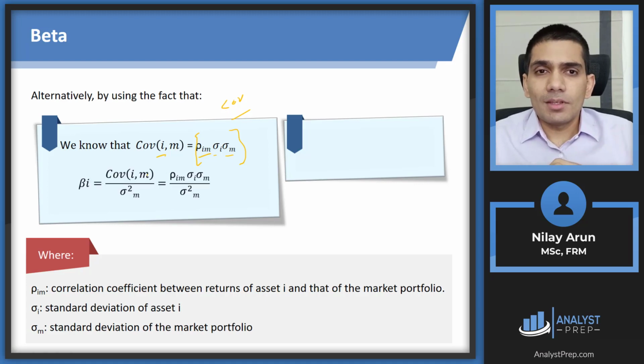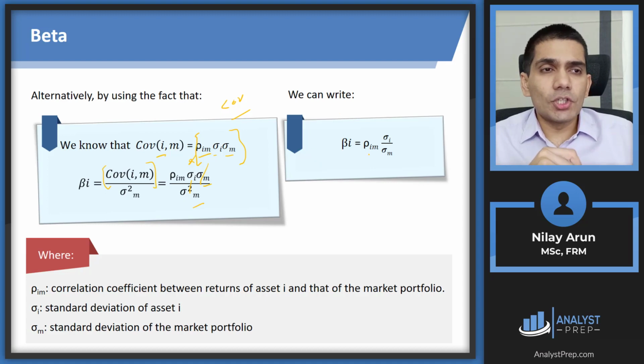So you get this. We have substituted the numerator, covariance between I and M, with the expanded version of that formula. The denominator, of course, remains the same. Now, do you see something common in the numerator and the denominator? We have the standard deviation of the market in the numerator and we have the variance of the market in the denominator. And we know variance is nothing but the standard deviation squared. So you can actually cancel this out. So we can cancel this and this. And what are we left with? We end up getting this.